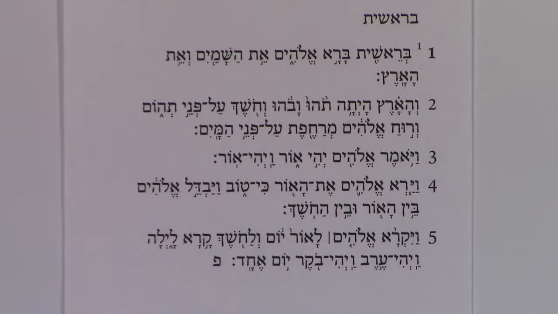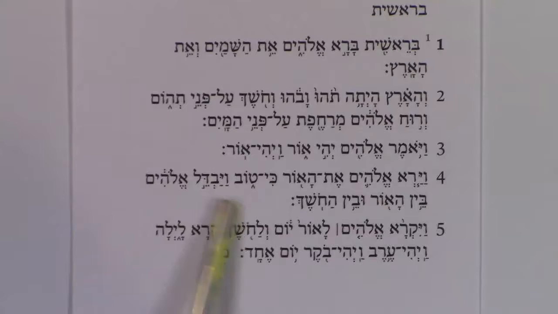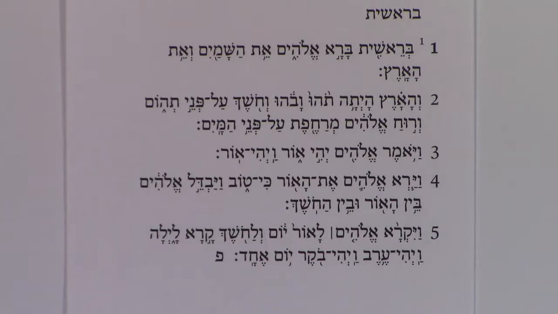Vayavdel is a verb. What kind of a verb? It comes from the three-letter consonant root Badel. And let me just say this: if you have a three-letter root like Bet, Dalet, Lamed, the Dalet with a dagesh is a Begadkefat letter, so you don't double it. It's a dagesh lene and doesn't need to be doubled.